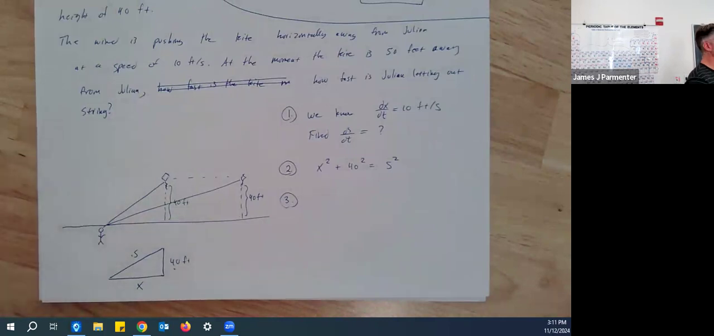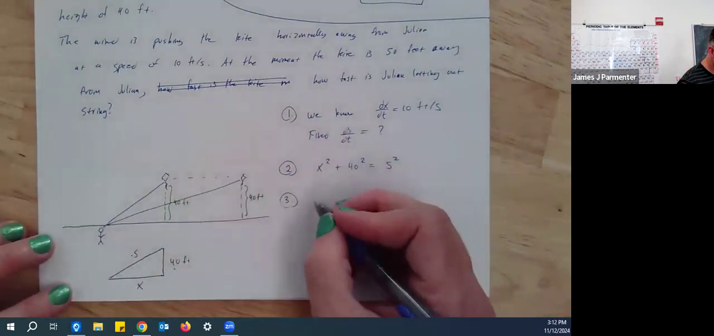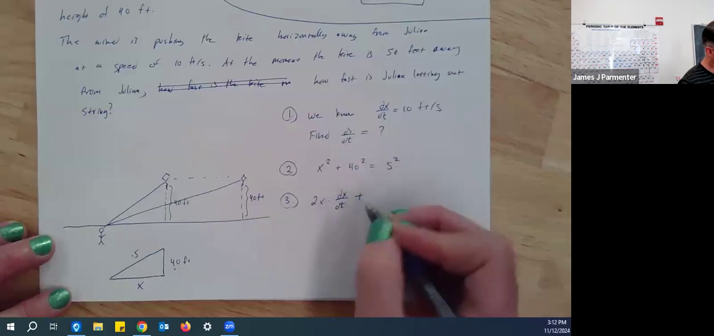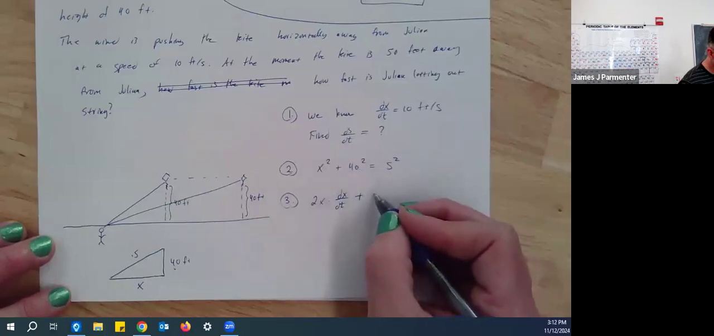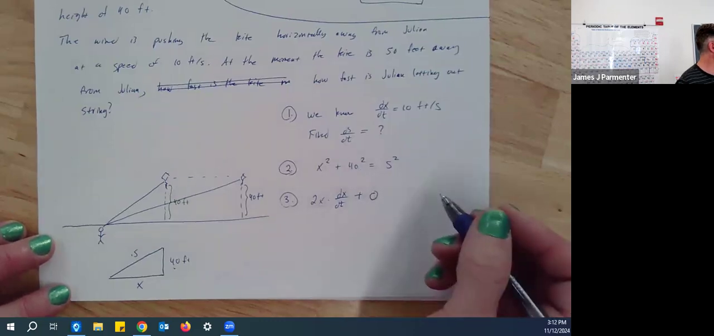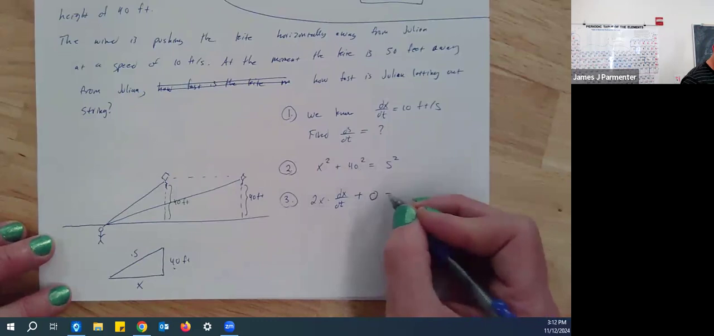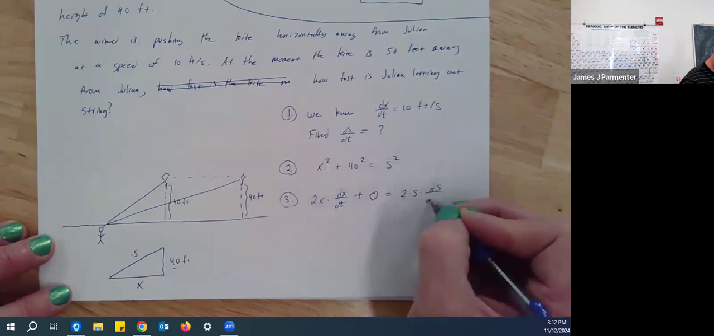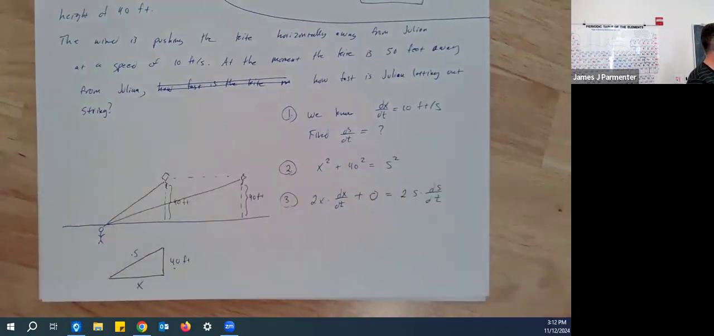So be careful here. If I differentiate both sides, I shouldn't just get 2x equal to 2s, because we're thinking that x is a function of time and s is a function of time. So we differentiate x squared, we're going to get 2 times x times dx/dt. The derivative of 40 squared is 0, because 40 squared is just 1600, and the derivative of 1600 is 0. And the derivative of s squared should be 2 times s times ds/dt. It's just implicit differentiation again, or it's just the chain rule again, really, which are the same thing.